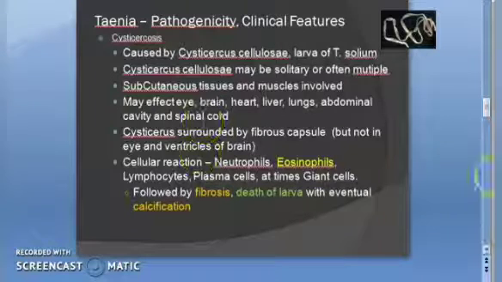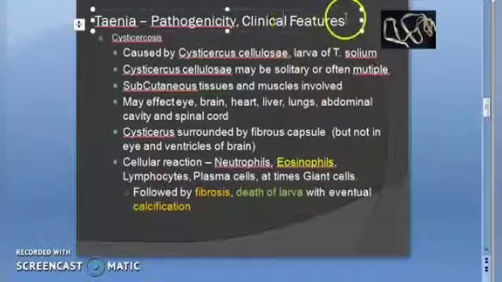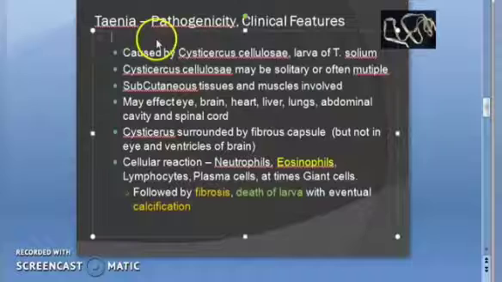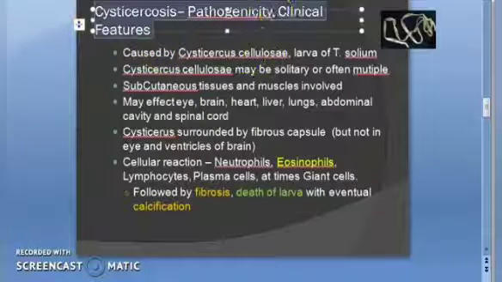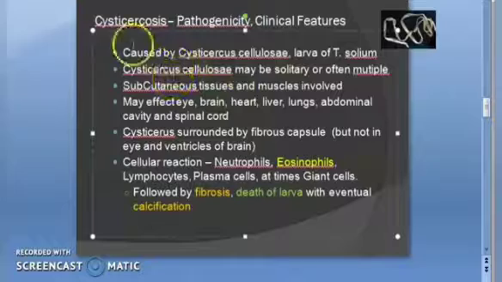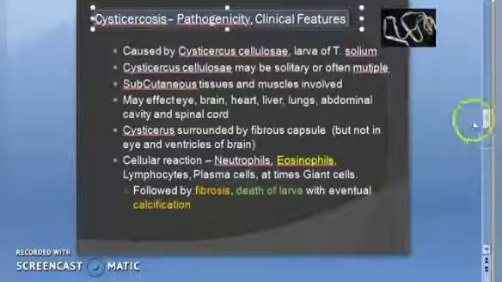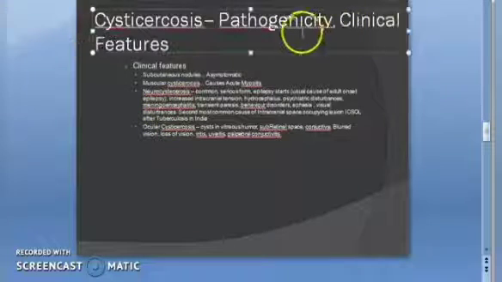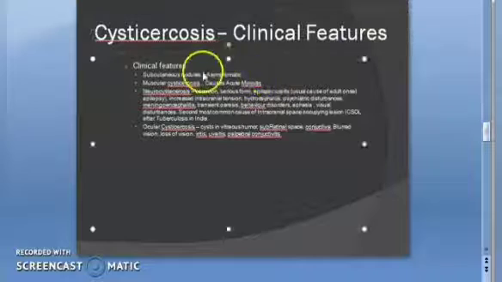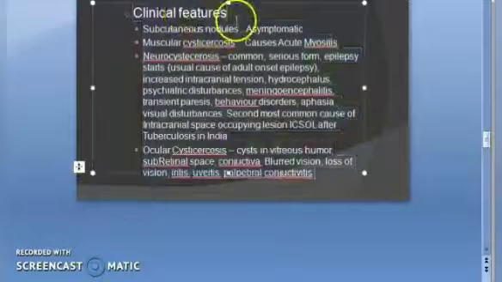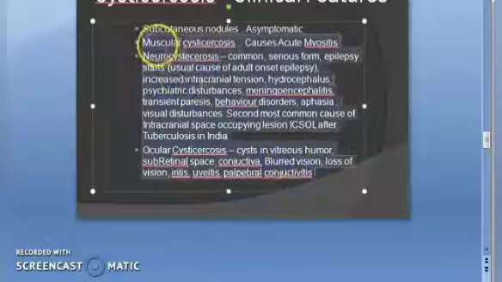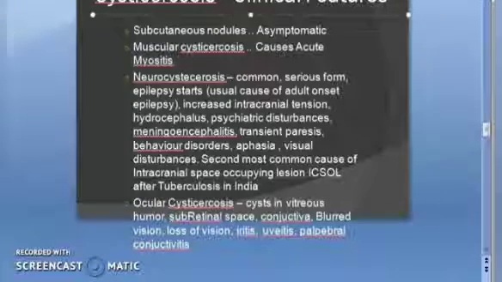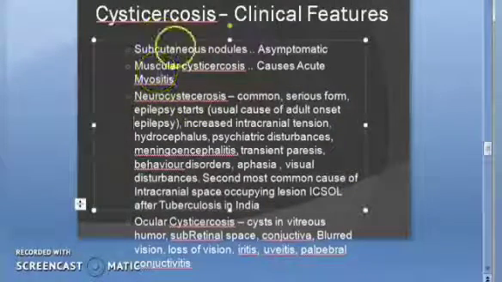Now, let us look at the clinical features of cysticercosis. This is what we have done now, the pathogenicity. Now, let us look at the clinical features of cysticercosis. Now, clinical features. Look at this. So, clinical features, guys, subcutaneous nodules.